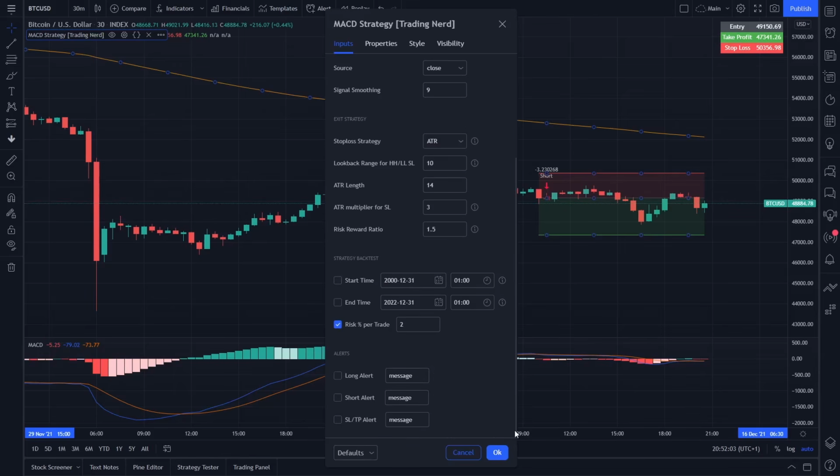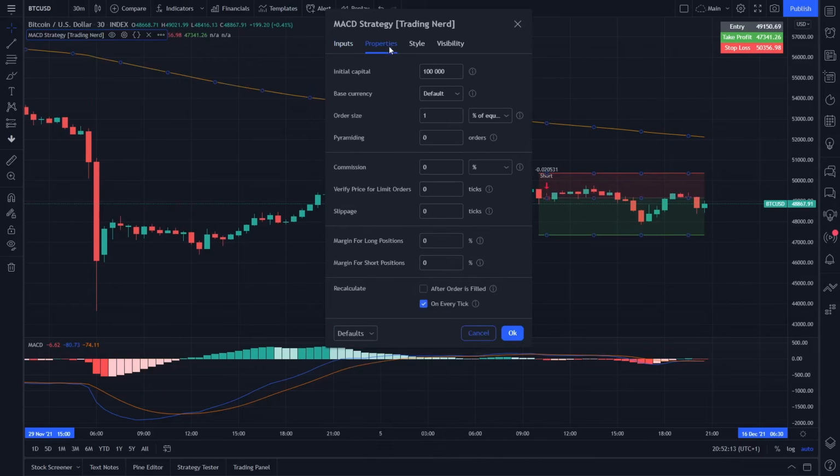percent per trade to 2% at the strategy backtest section. If this box is not selected, the script will take the options of the property section. There you can set the order size to contracts, a specific currency value like 100 USD, or a percent of your equity, which is the initial capital plus the net profit.